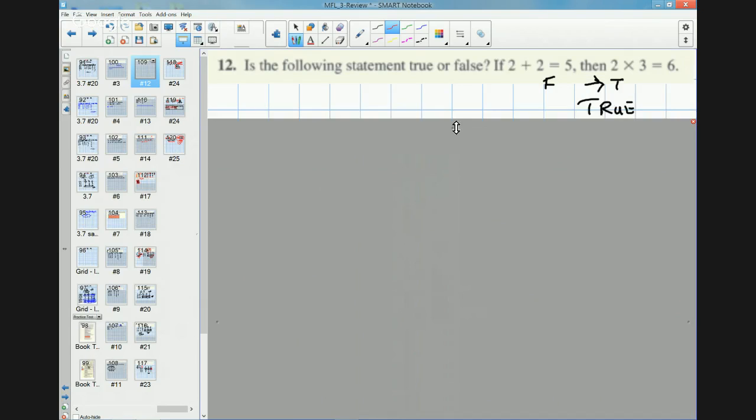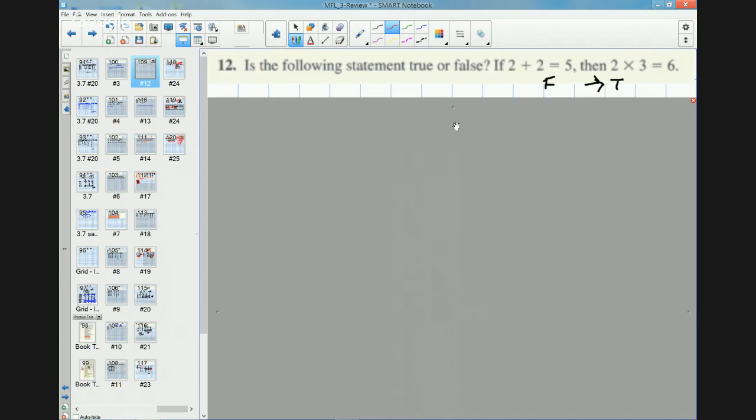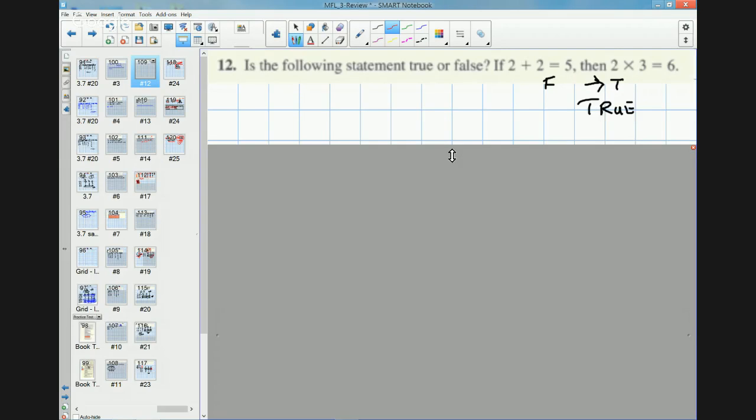Yes. See, here's what you really have. If false, then true. Why false? Well, 2 plus 2, of course, is not equal to 5, and 2 times 3 is equal. So this is really an if false, then true. And you know from your if-then rules, that's got to be true. So even though it starts off with garbage, Robin, this is true.